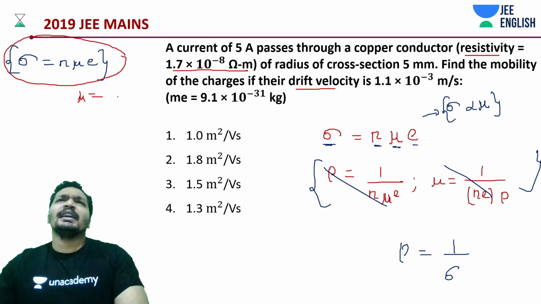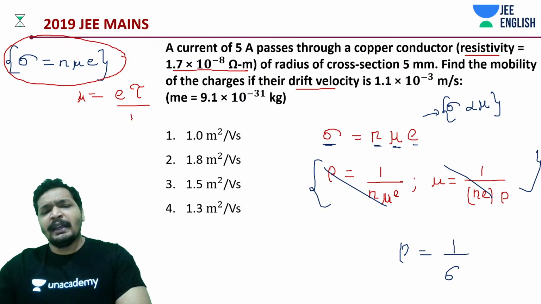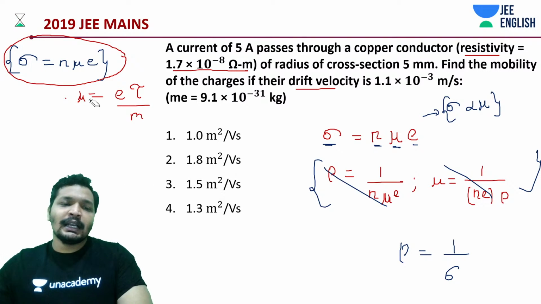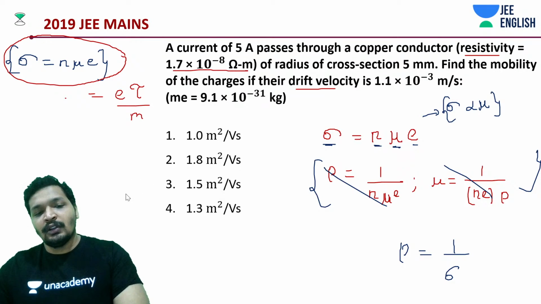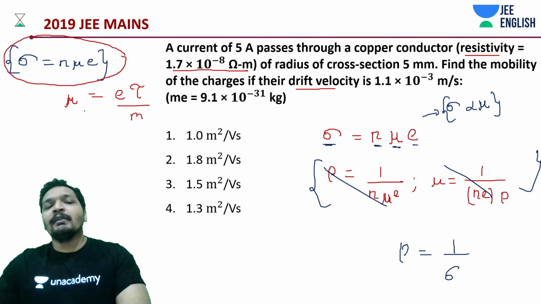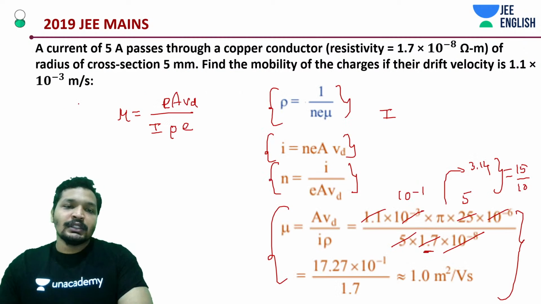So mobility should be e tau relaxation time by m. Okay, yeah, that's it. So this is the other thing that you need to remember. If you remember this thing, I is equal to nEAvd is a logical thing. You can check out my lectures and you'll understand how to remember those. And even mobility, we have a way of doing this. Those are also discussed.